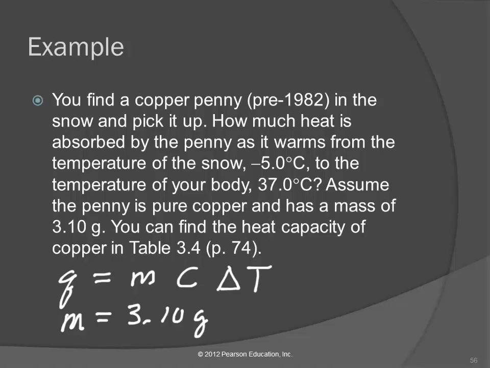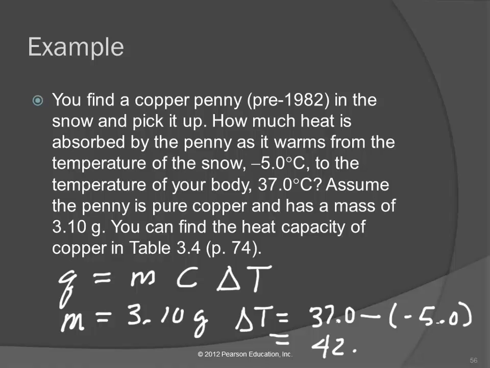Yeah, we're going to take these two temperatures and subtract them. Delta T equals the final temperature, 37.0, minus the initial. Oh, there's that subtracting a negative thing. Your calculator can handle it. 42 degrees Celsius.